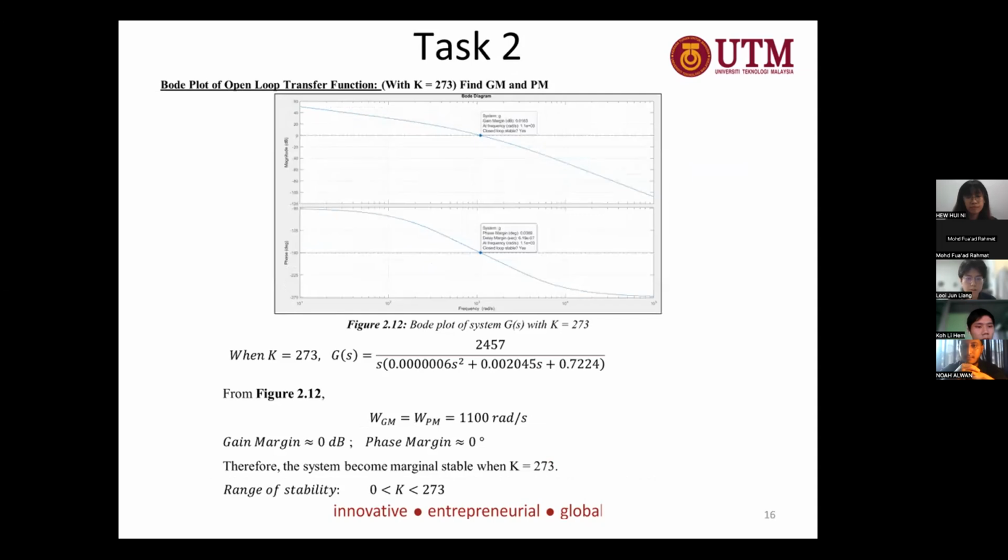And to make it become marginally stable, the Bode plot must shift up 10.7 dB to make the gain margin become 0 dB. Then I calculate the gain and obtain K equal to 273, and this is the K critical. And I draw the Bode plot with this K in MATLAB, so it is proven that the range of K is between 0 and 273.